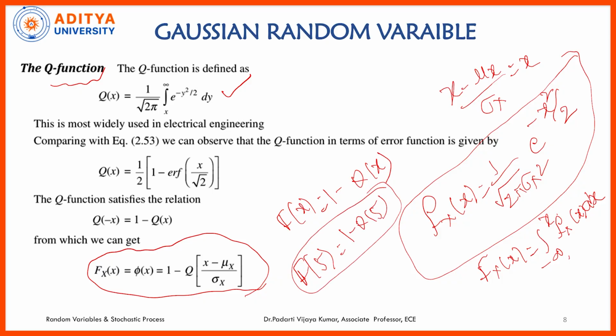And the Q function can be calculated based on the table or using the approximation formula. Q of minus x also can be written as 1 minus Q of x. So for the Q function there is an approximation function, either we can use the approximation function or we can use the table. A Q function table is available. So based on the table we can calculate. The direct integration is not possible, so we are using the special functions for computing the distribution function here.